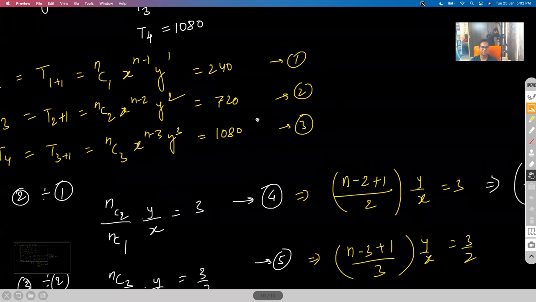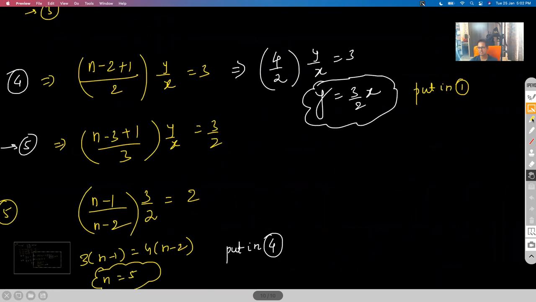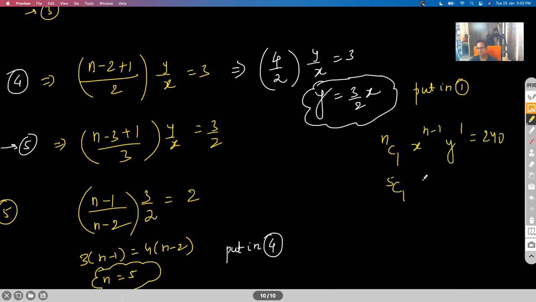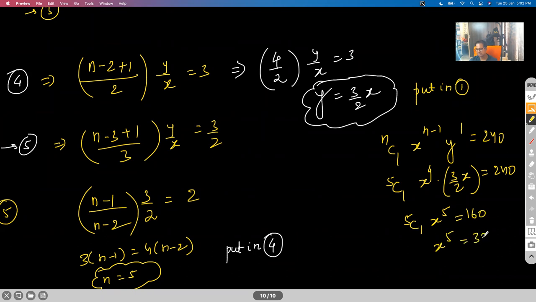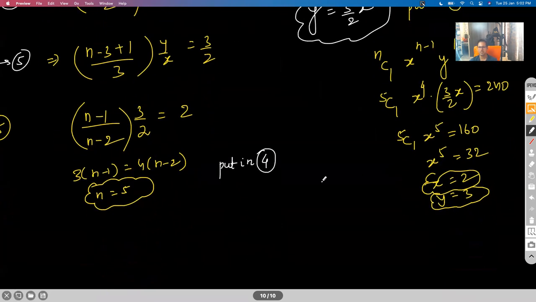So as per 1, nC1, which is 5C1. Let me write that again: nC1, x to the power n minus 1, y to the power 1. nC1 is 5. And this is going to be 4. y is 3 by 2 x. That is 240. Which clearly means 5C1, x to the power 5 will be 480 by 3, which is 160, correct? And 5C1 is 5, so it will be 32. That means x value is 2. If x value is 2, y value is 3. So there you go. The x value and y value are now out. So the answer is n is 5, x is 2, y is 3.